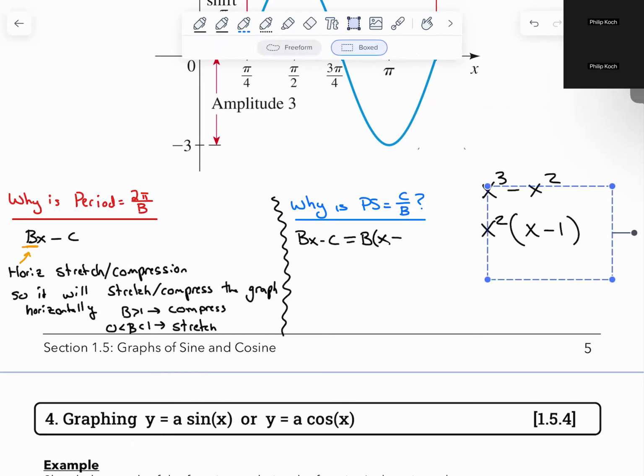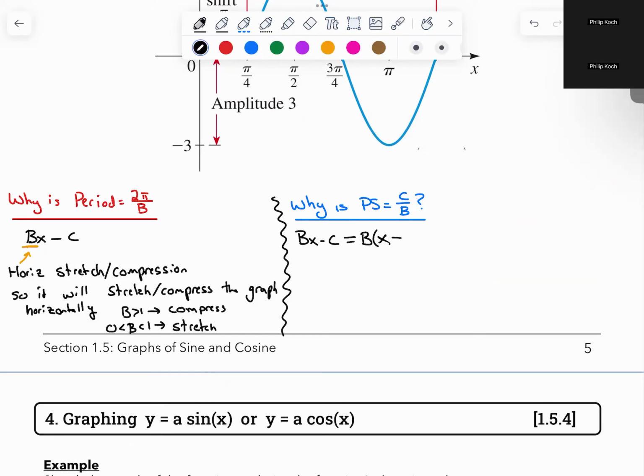So if I factor out a b, then each term on the inside gets divided by b. So bx divided by b, the b's cancel, and then you have c over b. And this right here is a horizontal shift by definition, and by c over b.